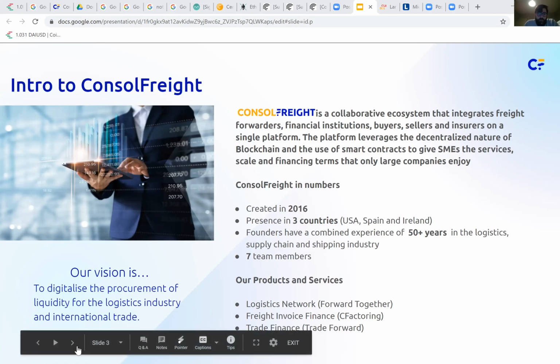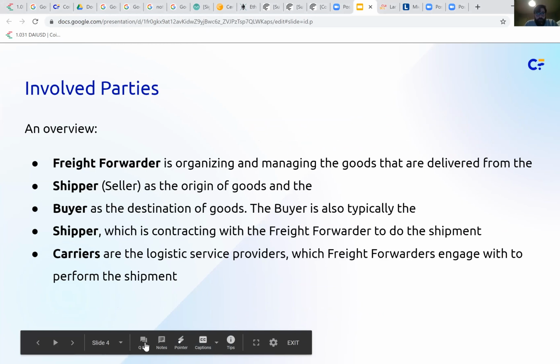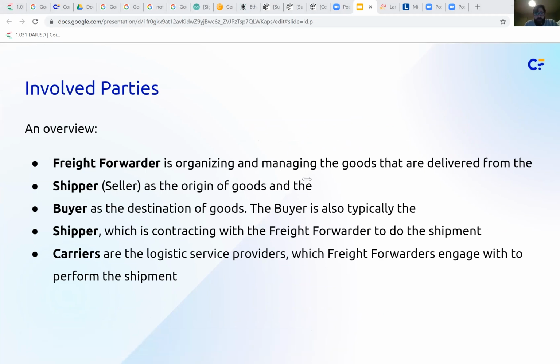So just to give you a better understanding and context, right? Because probably not everybody is familiar with what freight forwarders are or how international trading happens. There are 4 main parties that are important to understand, right? The first one is the freight forwarder, who, as I explained, organizes and coordinates all the logistics for a cargo to go from origin to destination, right? At origin, you have a seller, also called the shipper, and they are the origin of the goods. Those goods go to a buyer, who is the destination of those goods, right?